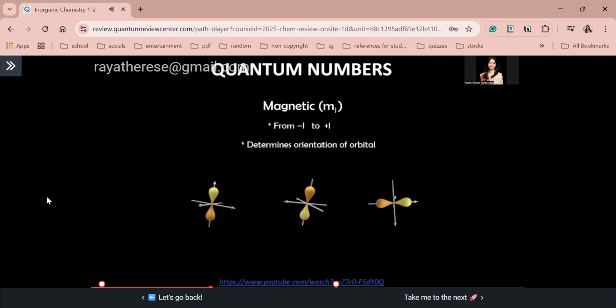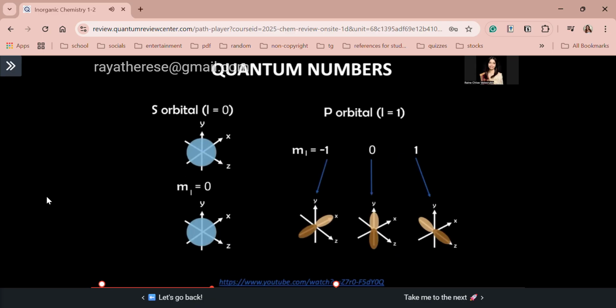The magnetic quantum number, m sub L, which can be any integer between negative L and positive L, specifies the orbital's orientation. This number relates to the possible configurations of each orbital shape. For example, s orbitals where L equals 0 only have 1 configuration, so m sub L equals 0, whereas p orbitals where L equals 1 have 3 configurations, where m sub L can equal negative 1, 0, or 1, and so forth.